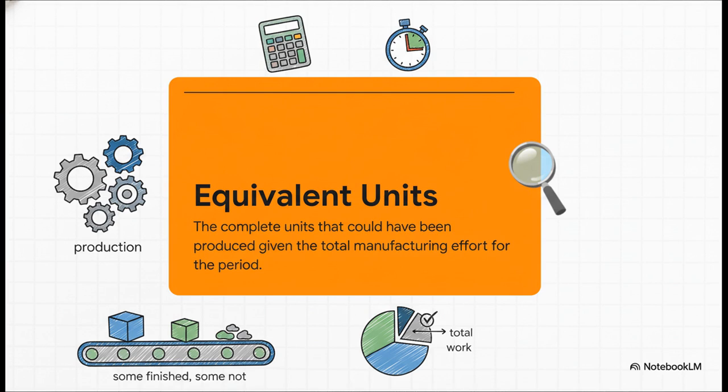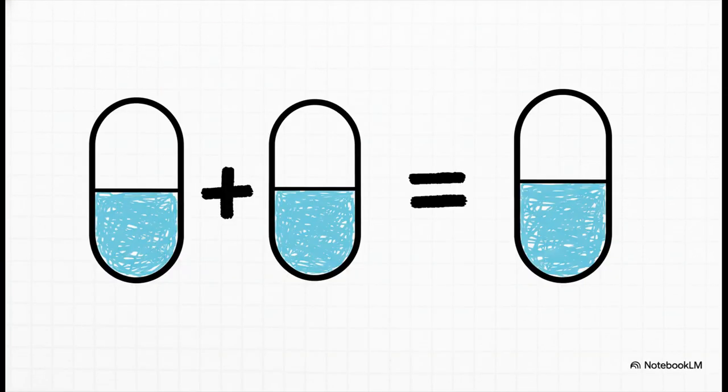So instead of just counting physical units, some of which are finished, some aren't, we figure out a way to measure the total amount of work that was done, and we express that work in terms of fully completed units. Here's the easiest way to think about it. If you have two vitamins that are each halfway through the encapsulating process, you can say that the work you've put in is the same as, or equivalent to, finishing one complete vitamin. So by converting all the work into these equivalent units, we can finally do the math correctly.